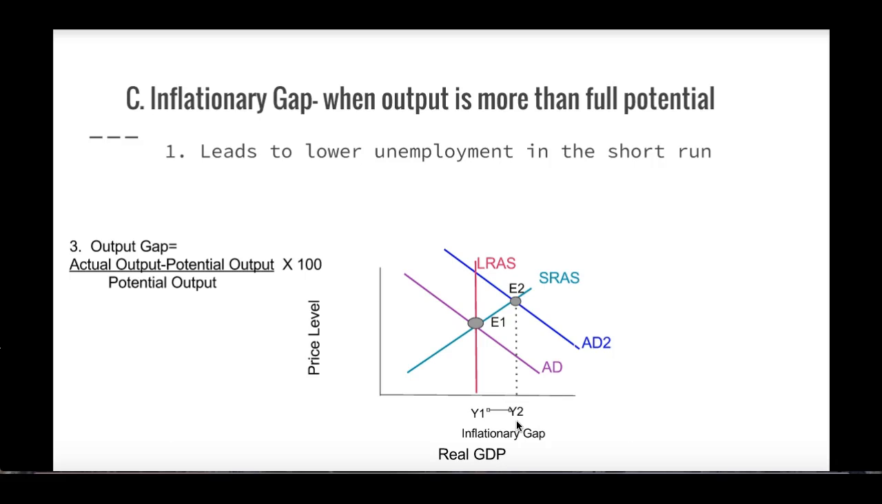Now, this is not sustainable. You're like, hey, this sounds awesome. We have a whole bunch of people out there that have jobs. But also, look, what's the problem here? Oh, we have higher prices. We have inflation. That's why this is called the inflationary gap.